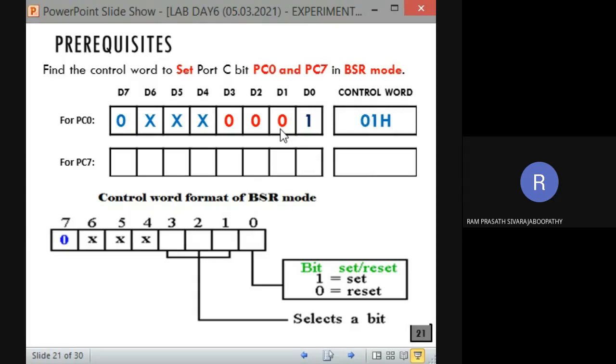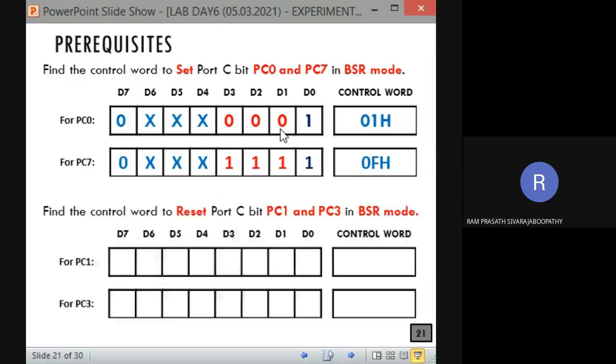Similarly, what is the control word for PC7? To set PC7, what is the control word? Yes, very good, Anthony Surya. 0, 3 don't cares. Then 7 means 1, 1, 1. Then set means 1. So 0FH. That is the control word to set PC7. Fine. Similarly, let us look at reset.